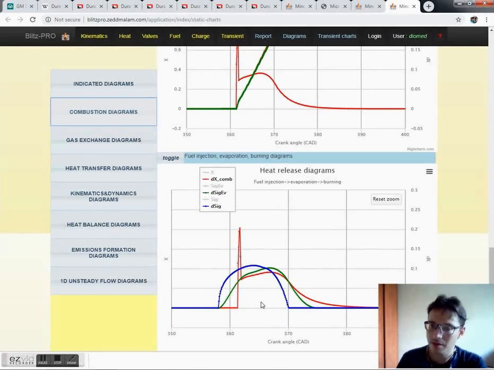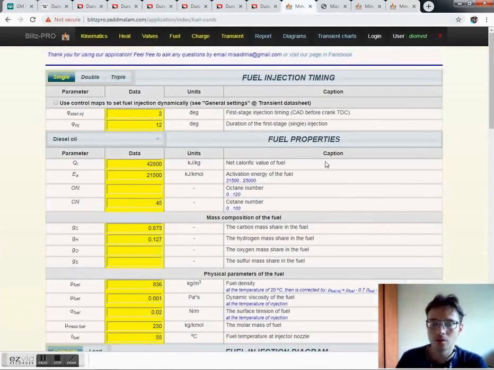So how to deal with this? How do they do it in common rail fuel injection systems? We can use double, triple, 4-time, 5-time, and 7-time fuel injection per one cycle. Well, Blitz-PRO currently supports only single, double, and triple injection. So what's the idea? Let's see.